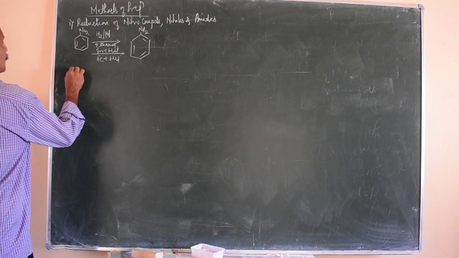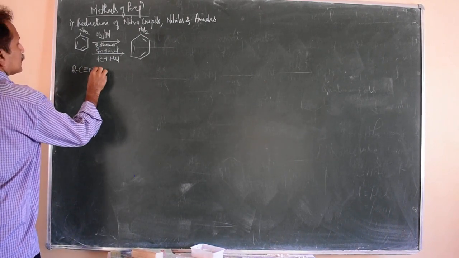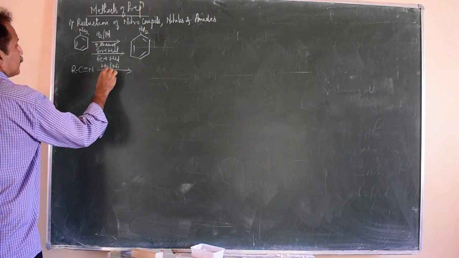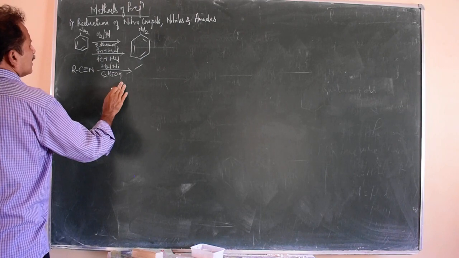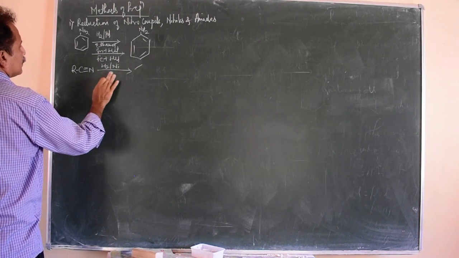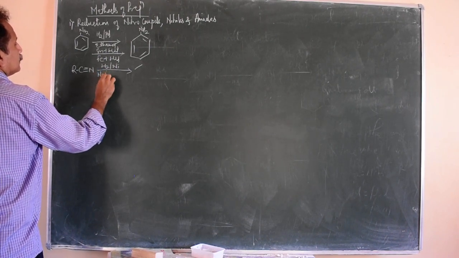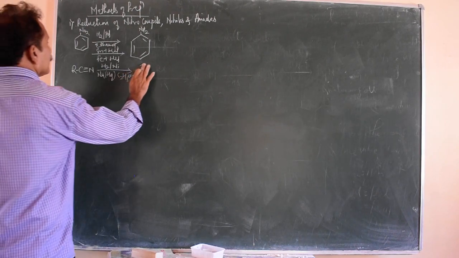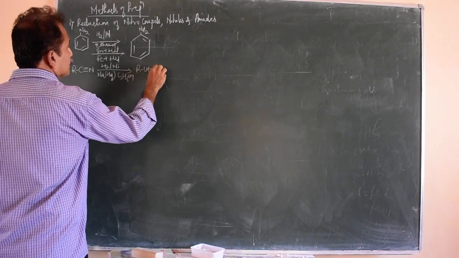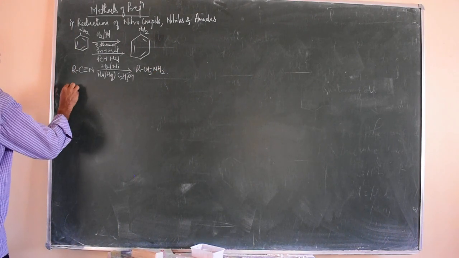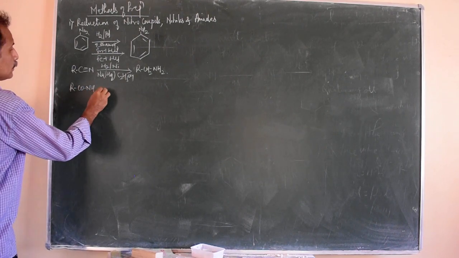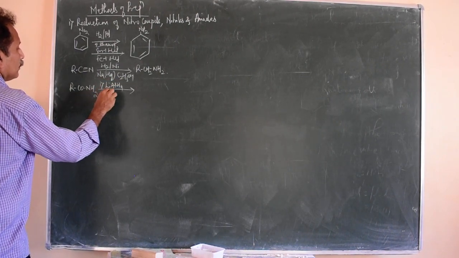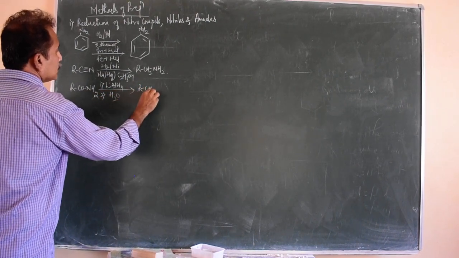Then comes R' C triple bond N in presence of H2, Ni, C2H5OH, right? Now we can use sodium amalgam and ethanol, C2H5OH, so here also you will get R' CH2 NH2. Then comes R' CONH2 in presence of lithium aluminium hydride and water. You get R' CH2 NH2.